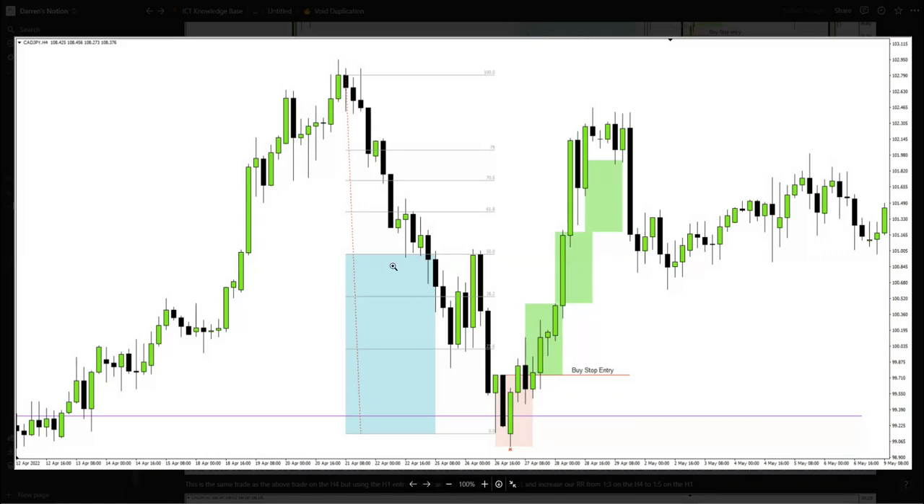Simple stuff. Again, it's in a discount based on this range. We're in a weekly imbalance. Price should buy, and we are just patient for when it does.